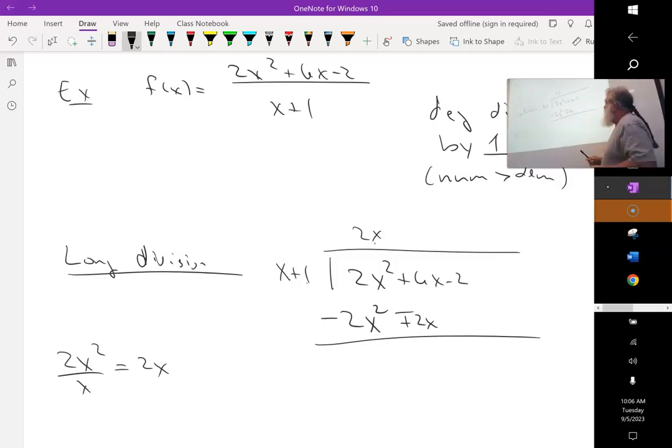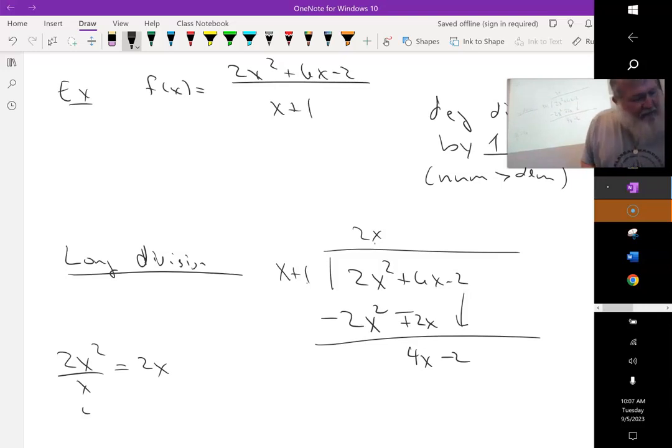Add down. What is 2x squared minus 2x squared? That is 0, right? That cancels out. And then 6x minus 2x is what? 4x. And then we bring down that minus 2. All right. So now you can think of what is 4x divided by x? Or what do you got to multiply x by to make it look like 4x? You can multiply it by 4, right?